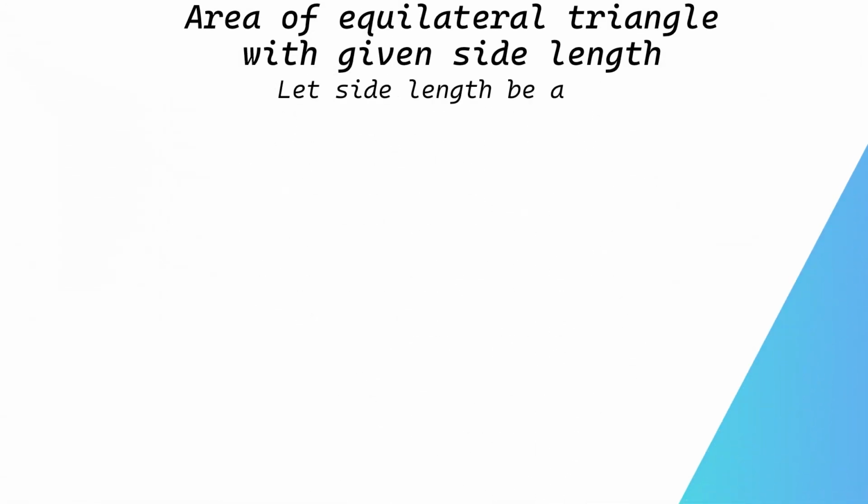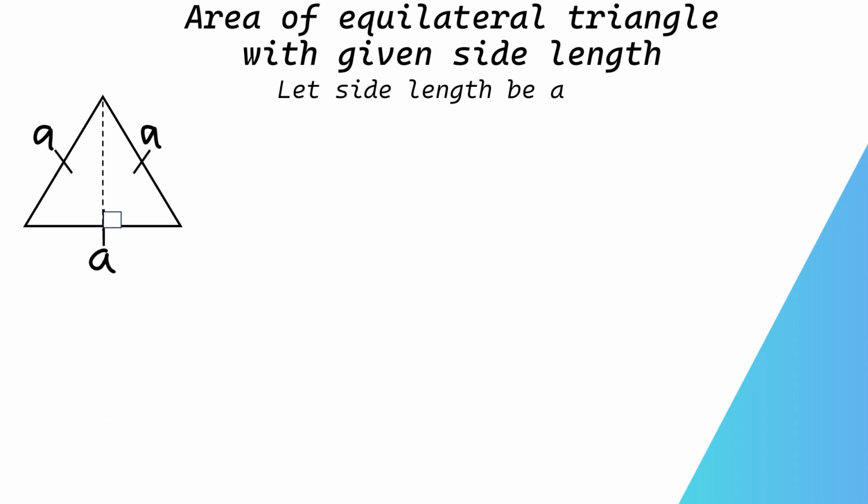Okay, so let the side length of the equilateral triangle be a. So this is it. Side length is a. Now, let's draw a straight line through like this, and let h be the height. So this straight line we've drawn through is the height of the equilateral triangle. Now we know from geometry that the area of a triangle equals half base times height. Half of the area of a rectangle.